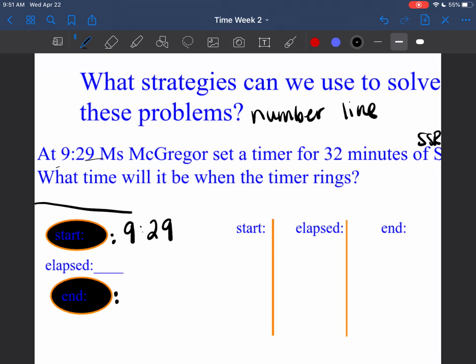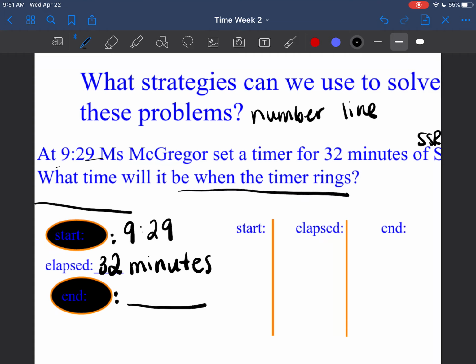She sets the timer for 32 minutes. So how long is that timer going to run for? 32 minutes. That is our elapsed time. That is how long that timer is going to go for. What time will it be when the timer rings? So do we know what time it will be when the timer goes off? No, so that's what we're trying to solve for. We're trying to figure out what time it'll be when that timer goes off. I'm going to use the number line strategy again.